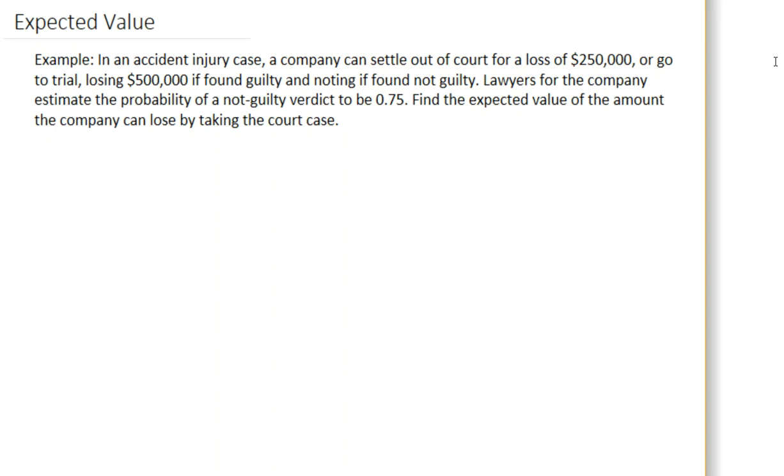Just stepping back and talking about the idea of expected value again: whatever happens here, one thing will happen. They'll settle out of court, they'll win the case, or they'll lose the case. That's not what expected value is talking about. They're going to pay $250,000, they're going to pay $500,000, or they walk away without paying anything except for the cost of going to trial, I guess.